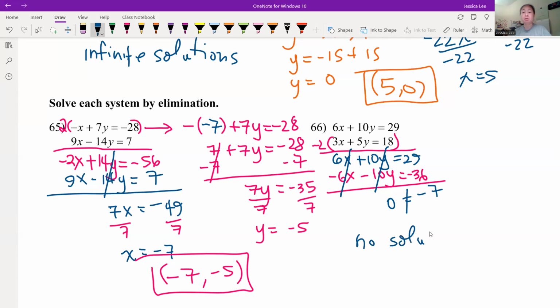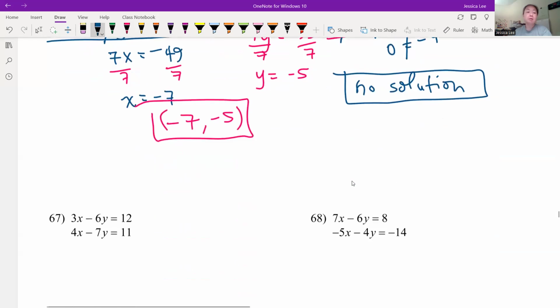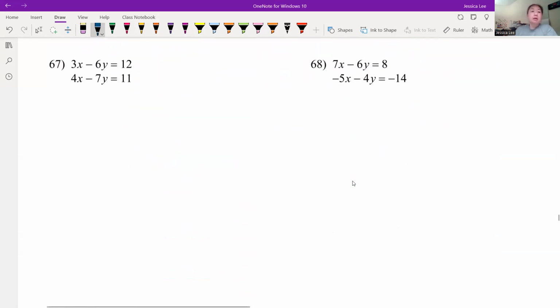So what does it mean to have no solution if we were to graph it? We have a line, another line, and they never meet. They are parallel. Okay? That is the only time when you're going to have no solution. They share no points. So if you were to graph it, it'll literally be parallel. Okay. So we got 67.